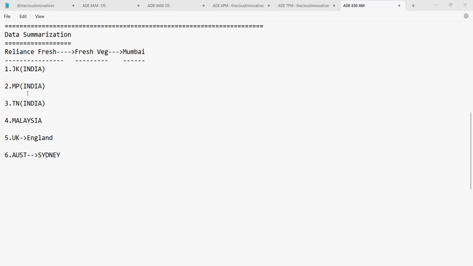Okay, guys, here you have the Reliance. Can you see it, everyone? What is the data summarization process? So now the Reliance Fresh has gathered these vegetables from the various locations of the world for whom? For facilitating the consumers, for the facilitation of the consumers, guys.